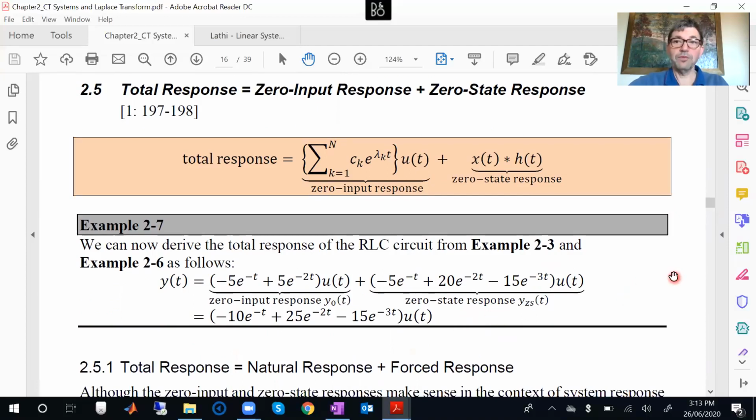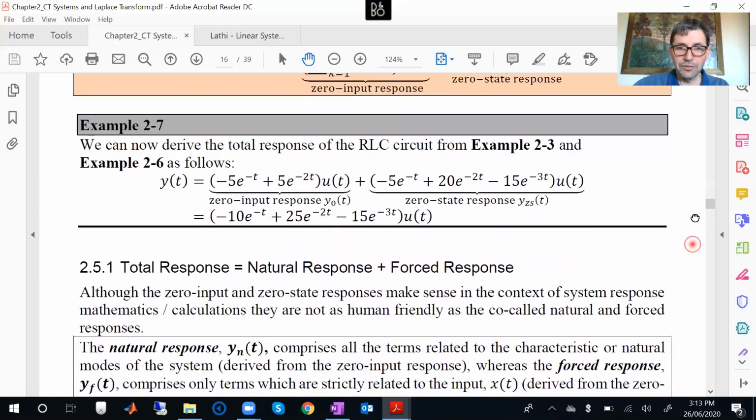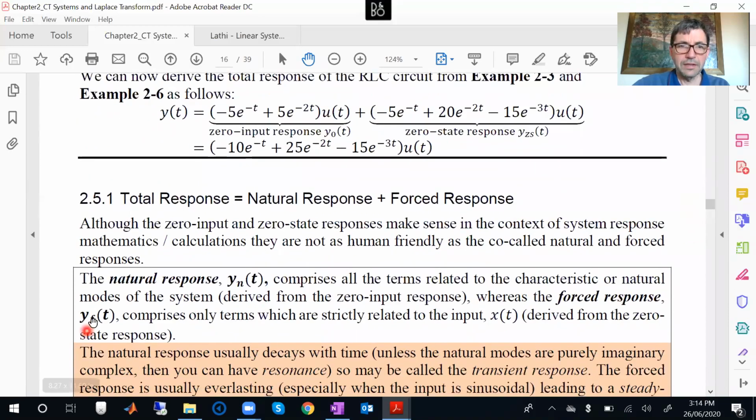That would be it, but we need to make special mention of different terminology. In some textbooks, depending what the discussion is, maybe outside engineering, there is mention of something called a natural response and forced response. What do these two terms mean? Well, the natural response, where we use the subscript n for natural, includes only and all the terms that are related to the characteristic modes of the system. Whereas the forced response, with the subscript f, only includes the terms which are strictly related to the input.